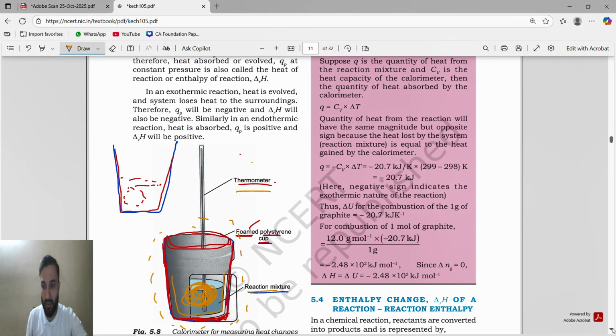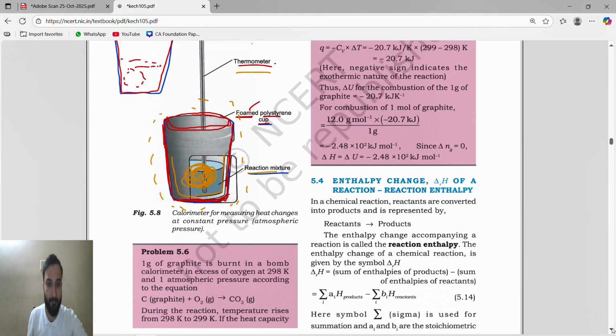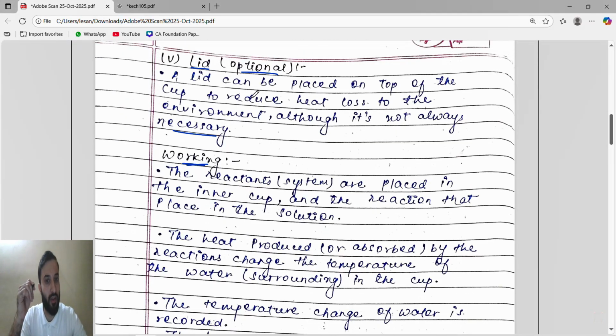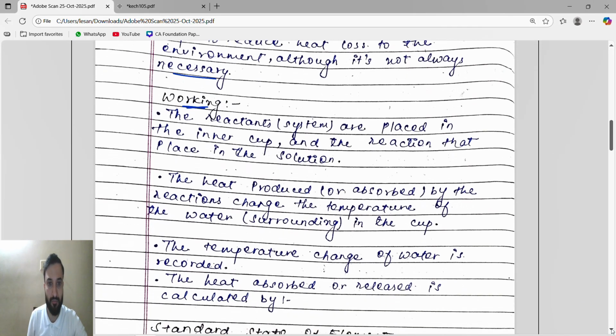So this is about the coffee cup calorimeter. We have seen the construction of the coffee cup calorimeter. Now we will see the working. How will the working happen here? See, the reactants we will call the system, because we will focus on them. We know the system is that on which we make observations.